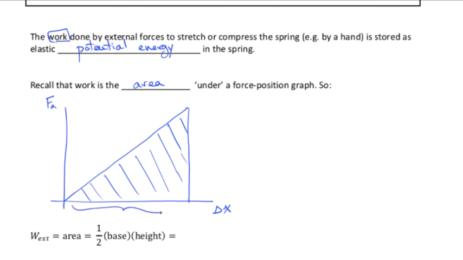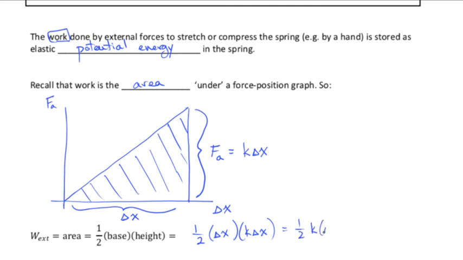Well, the base of this triangle is just delta x. And the height of this triangle is the force applied, or the external force. Now, by our Hooke's law above, that's equal to k delta x. And therefore, the work done by external forces, or the work done by the applied force, is equal to half times the base times the height, which is equal to half times delta x times k delta x, or 1/2 k delta x squared. And that's the potential energy, the elastic potential energy, stored in the spring by this force, holding it at this displacement.